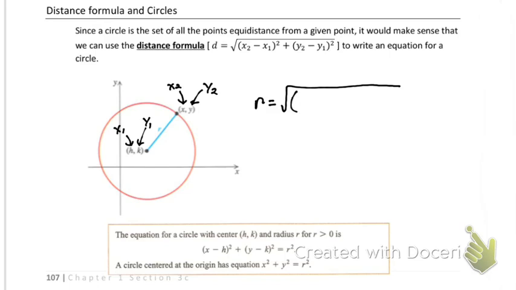Well, our x sub 2 is just x, minus our x sub 1 which is h, squared, plus our y minus our k, squared. So that's the distance from h, k to a point on the circle.